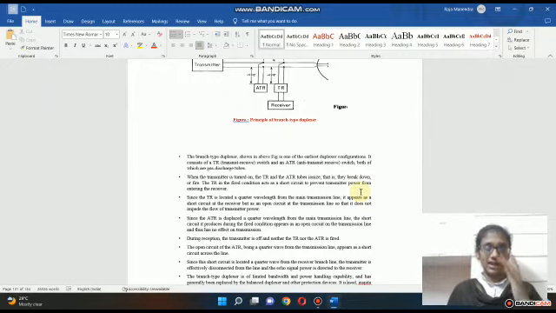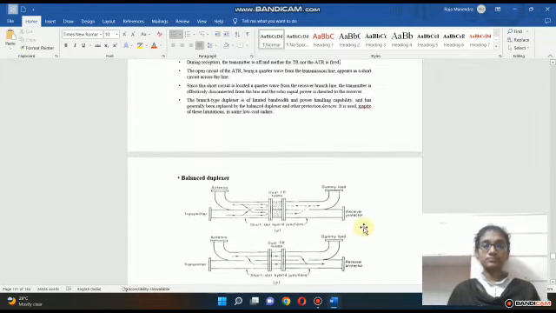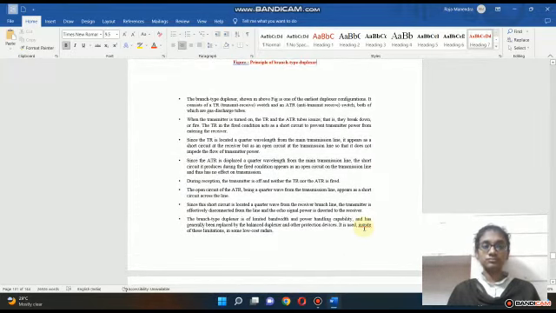During reception, the transmitter is off and neither the transmit receive nor the anti-transmit receive tube is fired. The open circuit of the anti-transmit receive tube, being a quarter wavelength from the transmission line, appears as a short circuit. Since this short circuit is located a quarter wavelength from the receiver branch line, the transmitter is effectively disconnected from the line and the echo signal power is directed to the receiver.